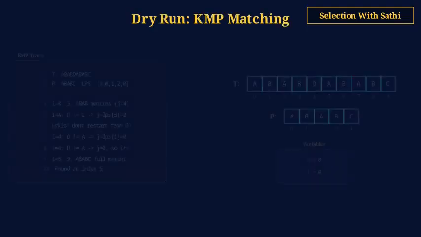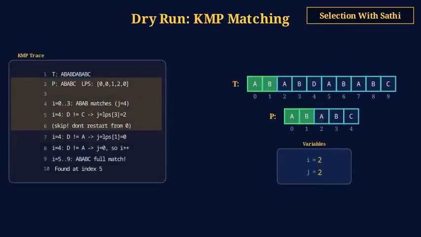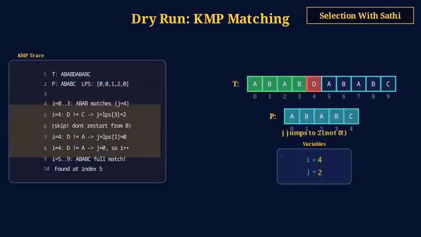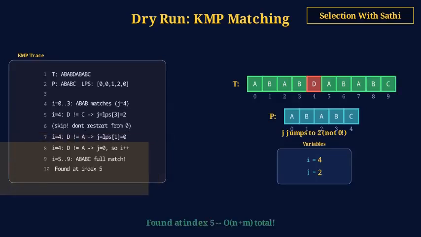Now let us trace KMP search. Text is ABABAC, pattern is ABABAC, LPS is 0, 0, 1, 2, 3, 0. Start with I equals 0, J equals 0. Characters match, A to A, B to B, A to A, B to B. Now I is 4, J is 4.